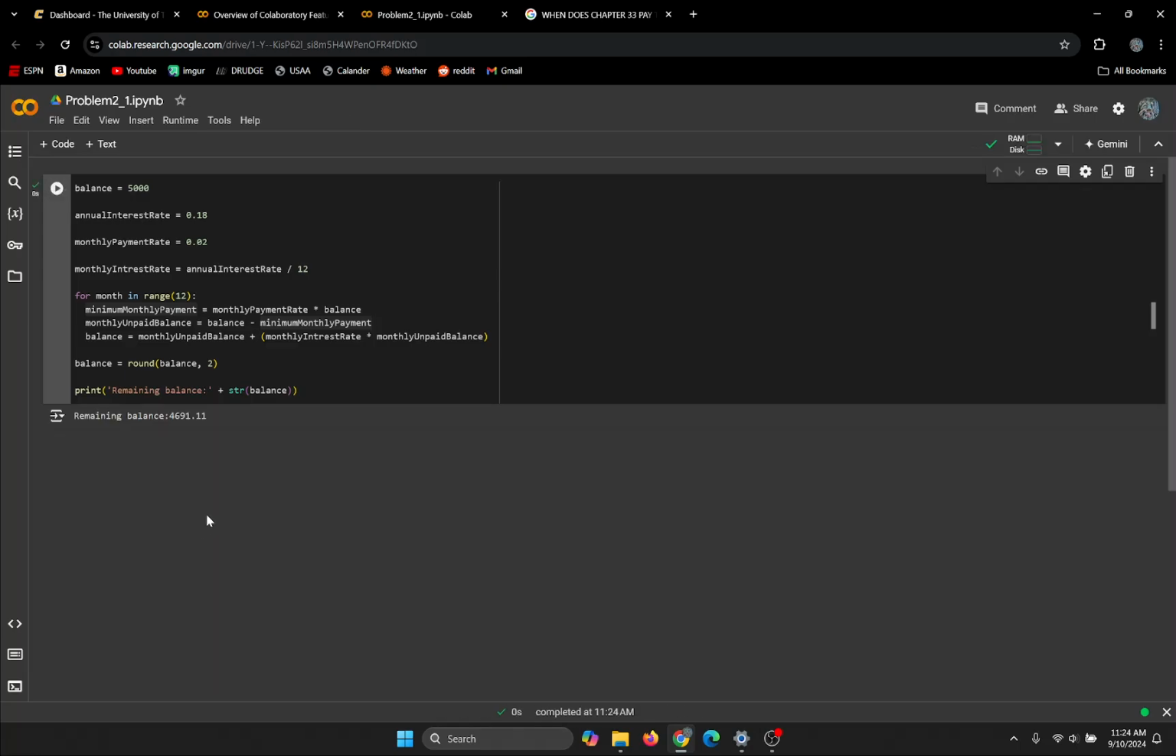Yep. So at the end of the year, if you're only paying your minimum payment each month, you're only going to be paying off $300 something. It's going to leave a balance of $4,691.11.